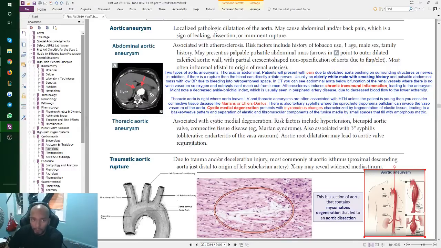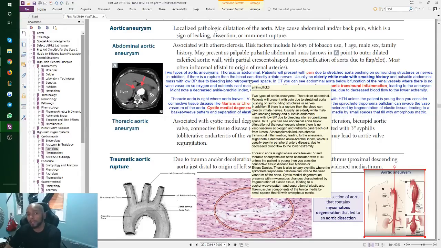So let's read some of the stuff I wrote. Two types of aortic aneurysms, thoracic or abdominal. Patients will present with pain due to the stretched aorta pushing on the surrounding structures or nerves. In addition, if there's a rupture, then the blood can directly irritate the nerve because blood is irritating, it's inflammatory itself.